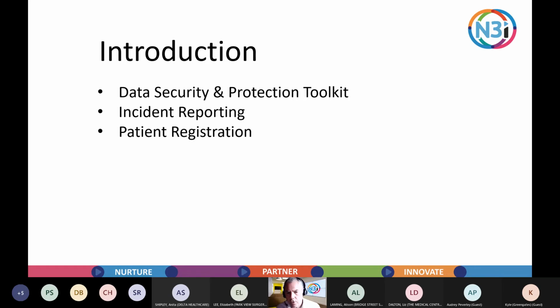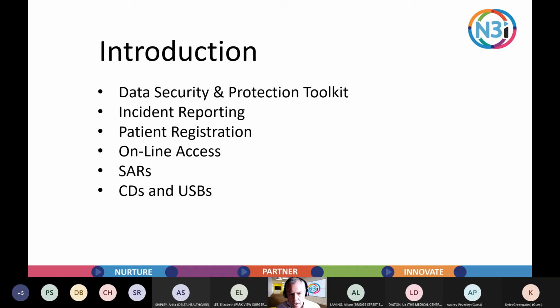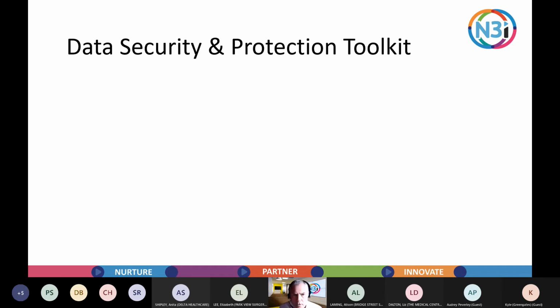Going to briefly talk about patient registration and some of the issues around that, because that's quite a big topic at the moment. Online access as well. I'll talk about some work that we're doing around that to help clarify things for you guys. Very briefly, subject access requests, and then a word on CDs and USBs. Okay, and that should all take about 20 minutes or so, I think.